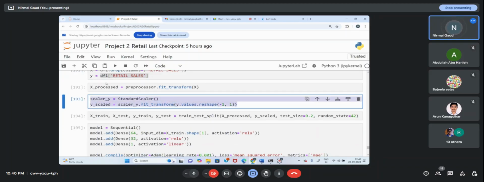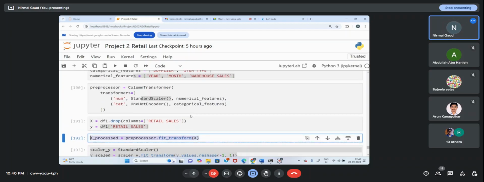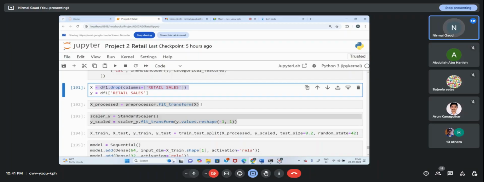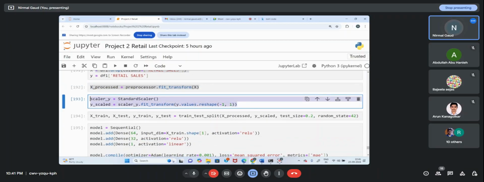I scaled this also, because this is also continuous in nature. So the features, the features X, I did scaling for them, but I scaled the target also. Why? Because that is also continuous in nature. And then I converted it into 2D, reshaped it. So I scaled this thing also.